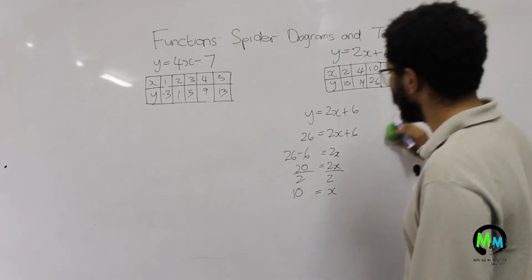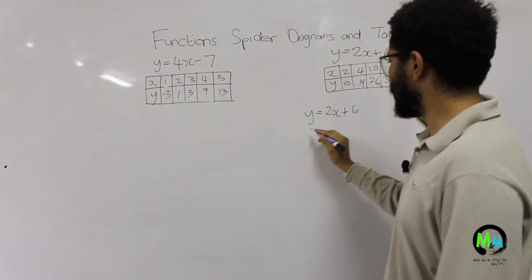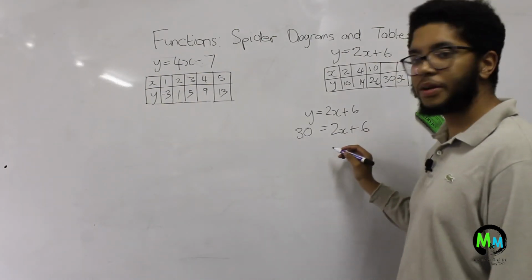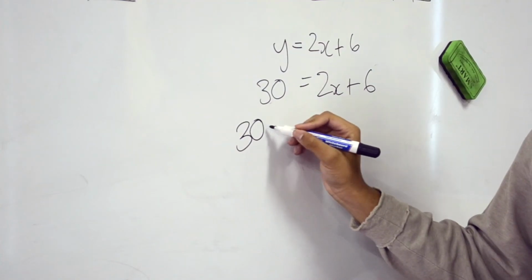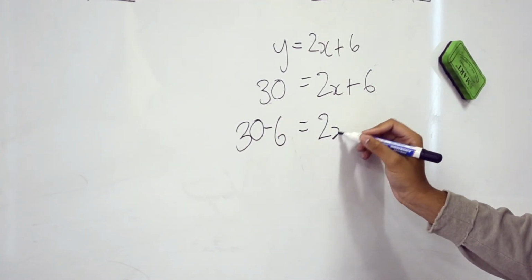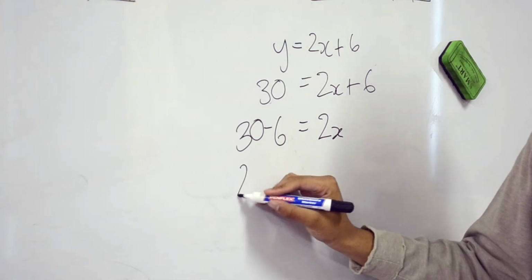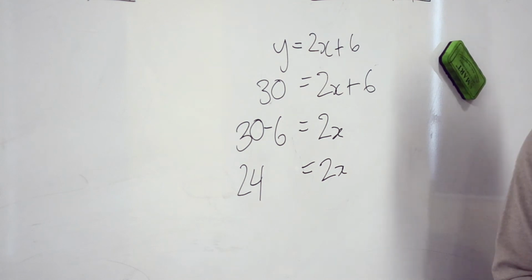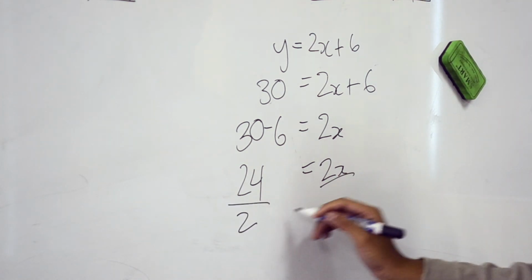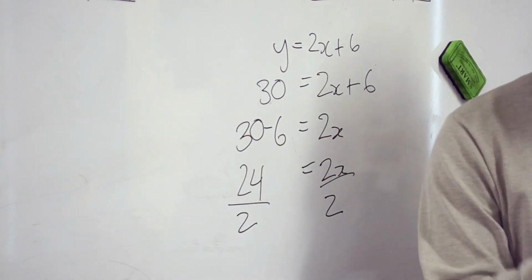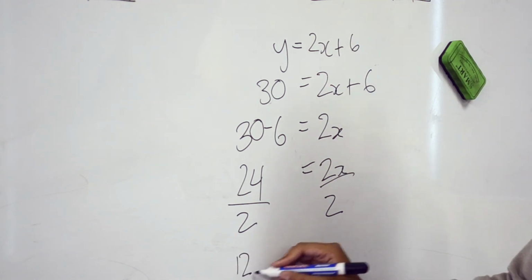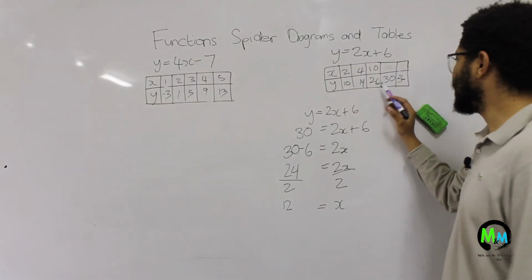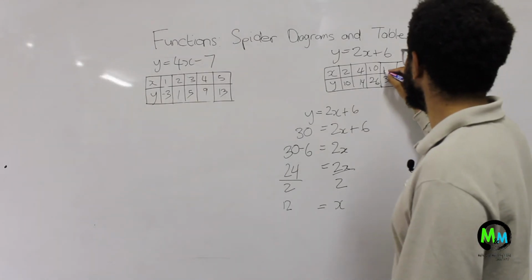Then with 30, we'll put 30 where we have y, and then keep this 2x plus 6. Same procedure, take the 6 over. 30 minus 6 is equal to 2x. 30 minus 6 we know is 24. Once again, we have 2 multiplied by x, so we'll be dividing both sides by 2, and 24 divided by 2 leaves us with 12, and this stays x. So our input value that gives us 30 as an output is 12.